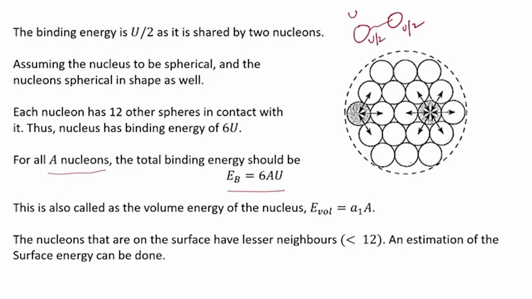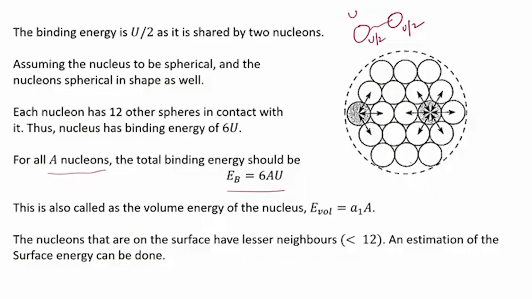And because we are talking about these nucleons being enclosed within the nucleus, we are talking about this volume binding energy. So, we call it E volume, which is some constant times A. Of course, this constant here is equal to 6u. That constant is immaterial, so it is written as small a1 times capital A, where capital A is the mass number of the element.